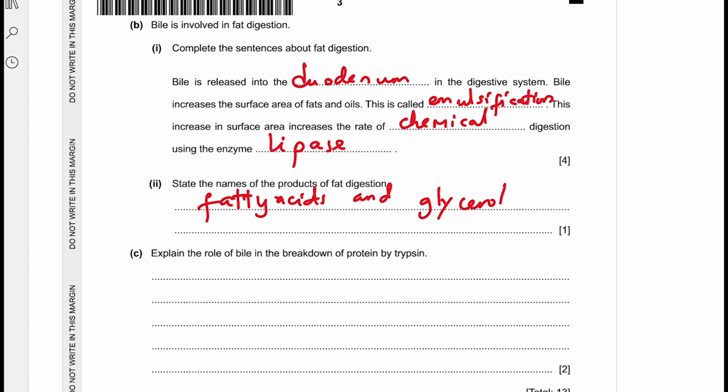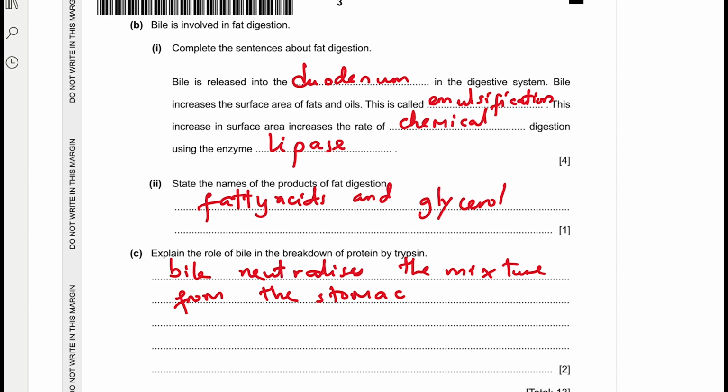So we'll say that bile neutralizes the mixture from the stomach. This is what it does. It neutralizes the mixture from the stomach so as to enable trypsin to work.